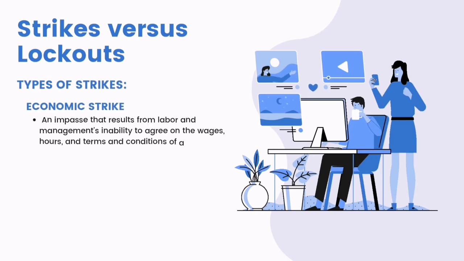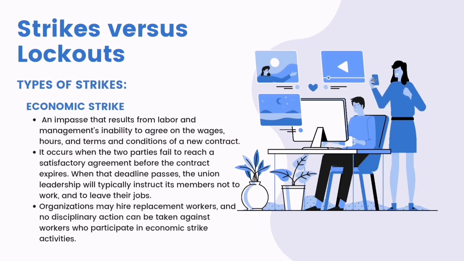Strikes versus lockouts. There are 2 types of strikes. Economic strike: an impasse that results from labor and management's inability to agree on the wages, hours, and terms and conditions of a new contract. It occurs when the 2 parties fail to reach a satisfactory agreement before the contract expires. When that deadline passes, the union leadership will typically instruct its members not to work and to leave their jobs. The organization may hire replacement workers, and no disciplinary actions can be taken against workers who participate in economic strike activities.